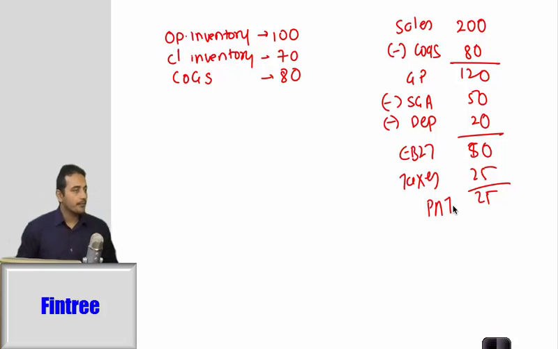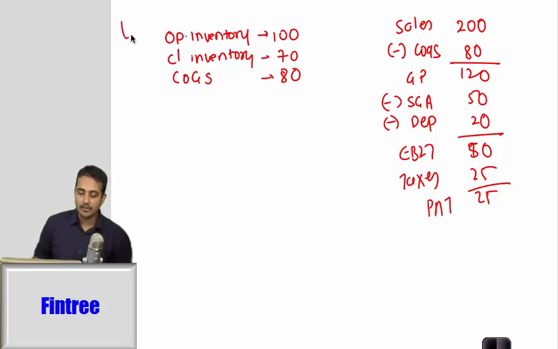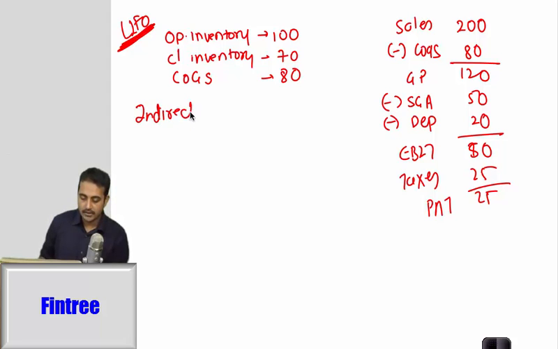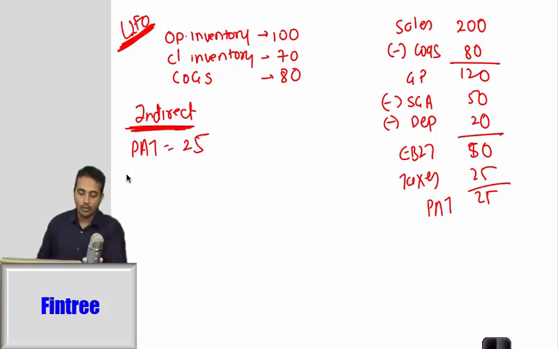Let us build the cash flow statement. My assumption here is it is a LIFO firm. Let us build the cash flow statement using the indirect method. So your starting point is PAT. Your PAT is 25. Now to this PAT we make the adjustment of depreciation. Depreciation is 20, so we are left with 45.